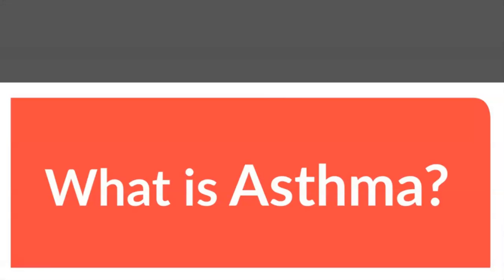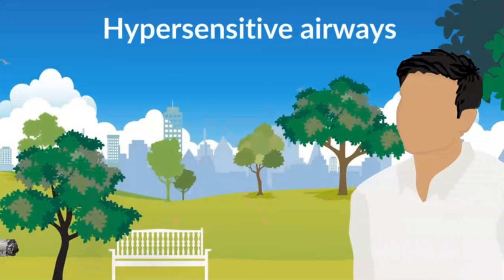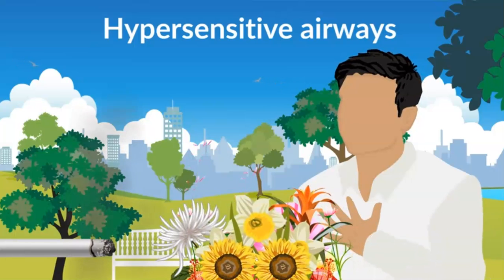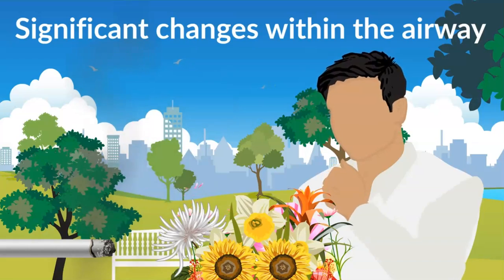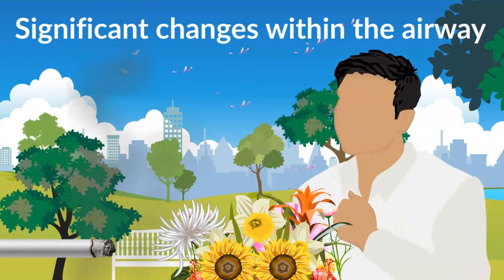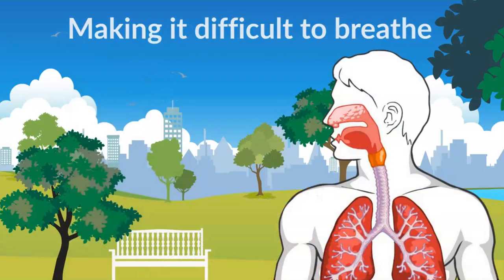What is asthma? This information is brought to you by the American Lung Association. People with asthma have hypersensitive airways. Their lungs react to things that may not bother other people. Asthma can cause significant changes within the airway, all of which narrow the opening, making it difficult to breathe.